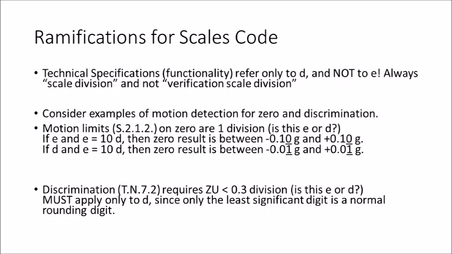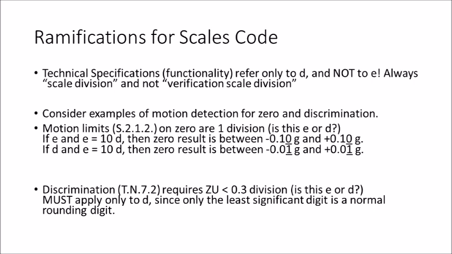But the real ramifications, the real thing that we need to talk about, is that technical specifications refer only to D and not to E. You'll notice that in the handbook, these are referred to as scale divisions, not verification scale divisions. And without the word verification, we must apply it to D. Now, I'd like to just give you two quick examples.